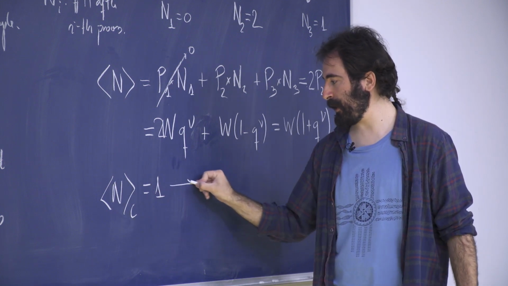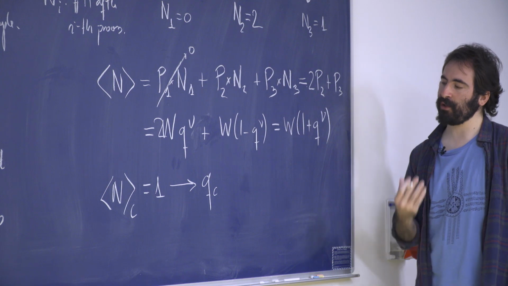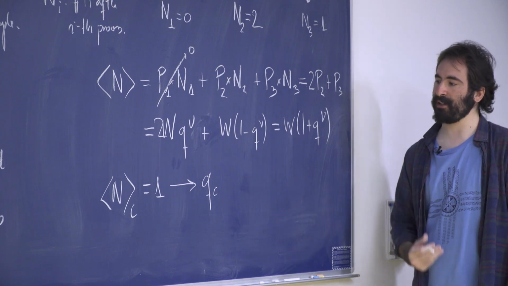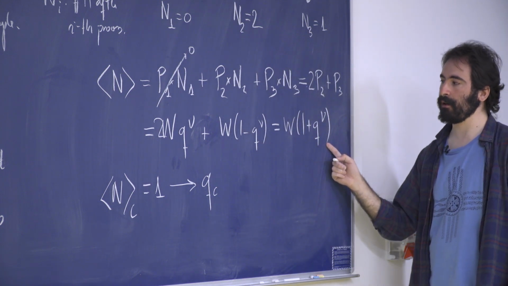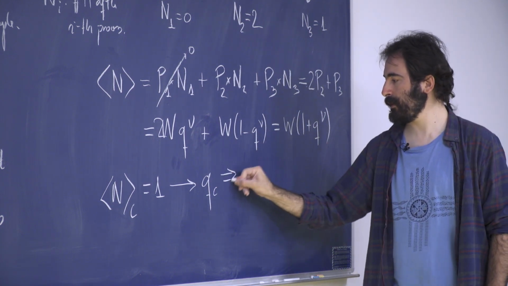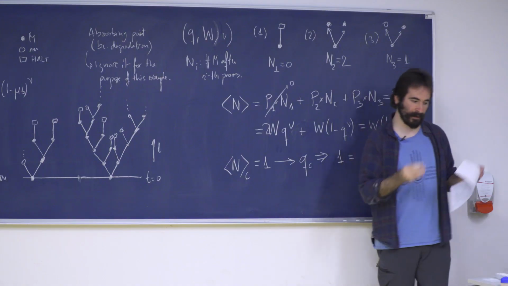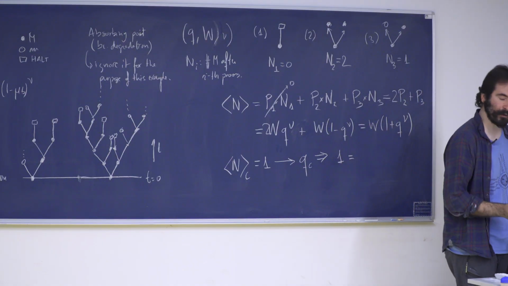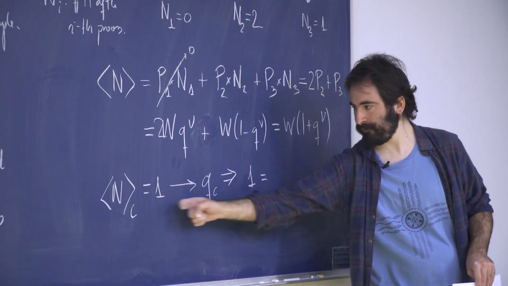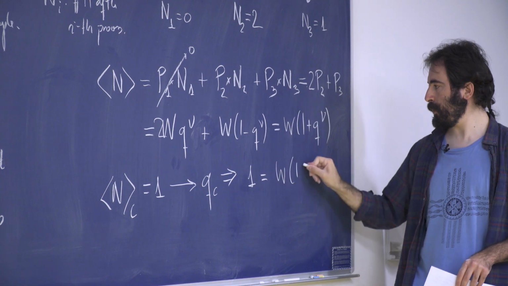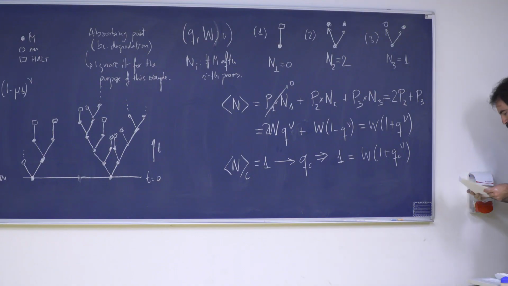For example, we can relate the critical value of the quality of the replication of each of the bits inside my string with this particular condition through the expression that I have over here. As a matter of fact, let's do it. I know that this is going to be 1. That's assuming that we have the critical value for the leftover average number of master sequences: 1 equals W times (1 plus Q critical) to the power of nu.